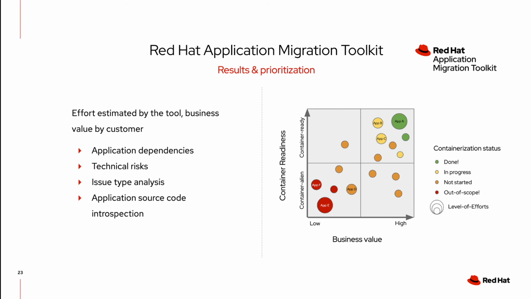Thanks a lot, Miguel, for that detailed demonstration. Now, let me hand over to my colleague Jafar, who will demonstrate the Red Hat Application Migration Toolkit. The purpose of this toolkit is to carry out a deep analysis of the application source code to identify potential technical risks so that it can be stacked against the expected business value from those applications.